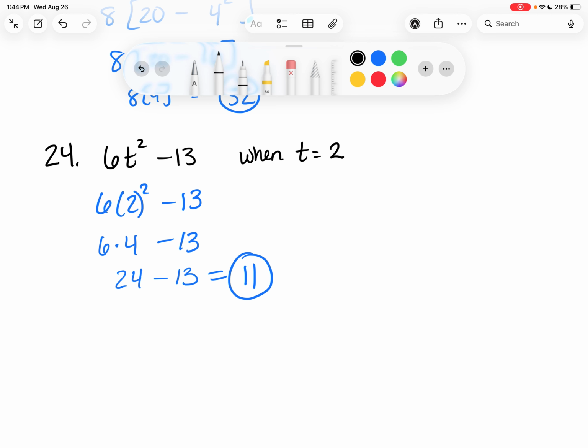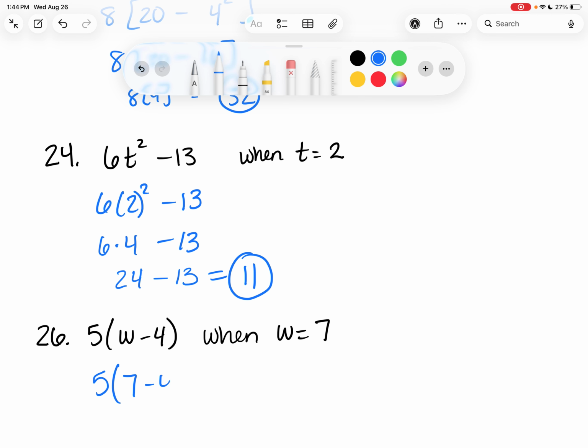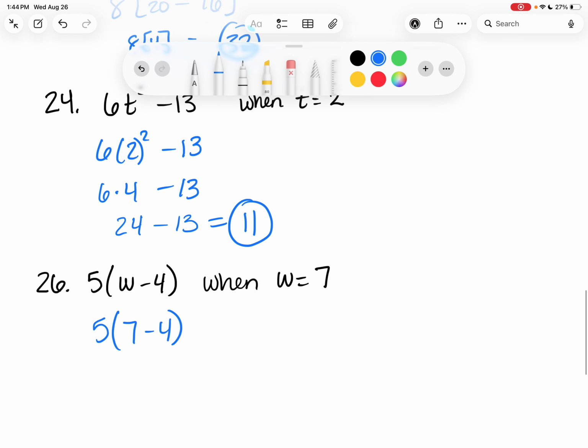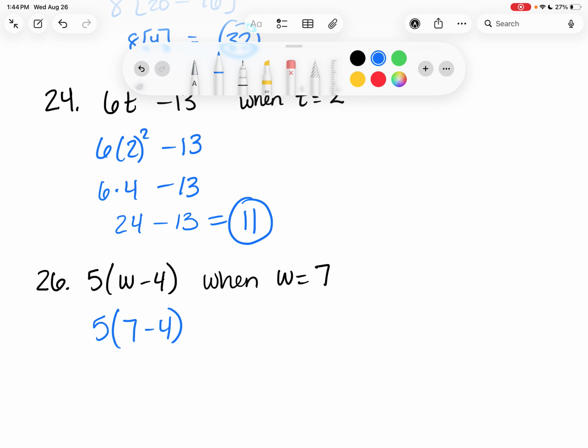26. 5 times W minus 4 when W equals 7. So plug it in. 5 times 7 minus 4. And what do I do next? And what do I get when I do that? I got 5 times 3, 15.